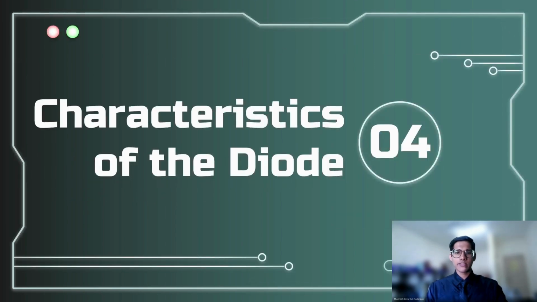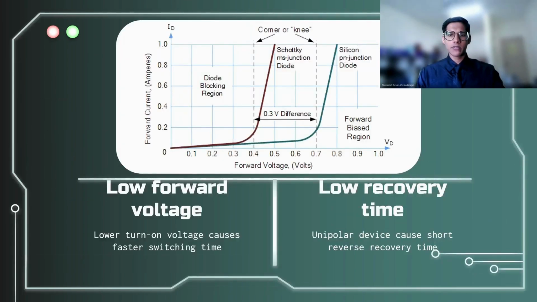Following on to the characteristics of the diode, based on the graph above, we can understand that the Schottky diode, which is on the left, has a lower forward voltage compared to the PN junction diode, which is on the right, with a difference of 0.3 volt. Lower turn-on voltage causes faster switching time. This means that a smaller forward voltage drop at a given current will result in less power dissipation than the PN junction diode. In plain English, the Schottky diode doesn't get as hot as a regular diode.